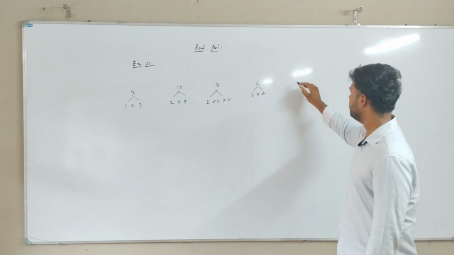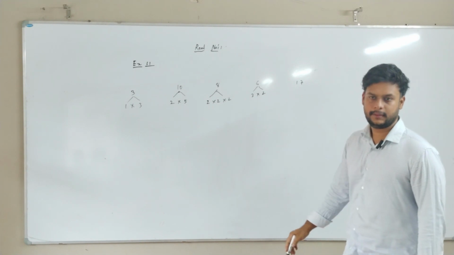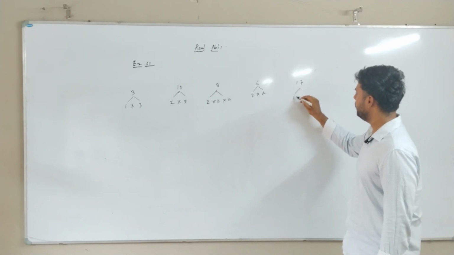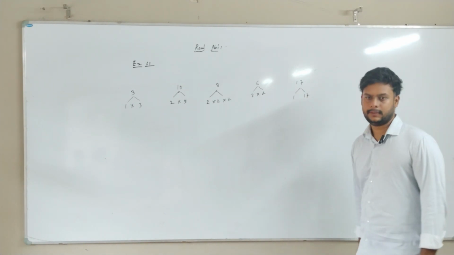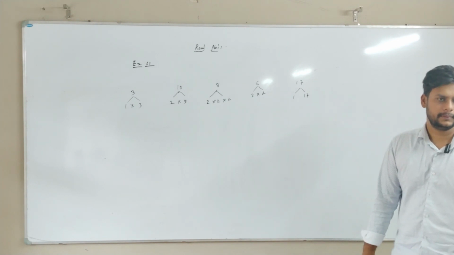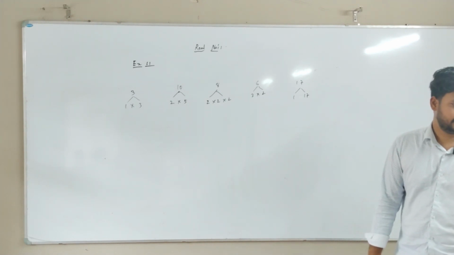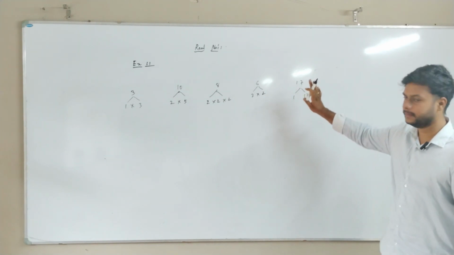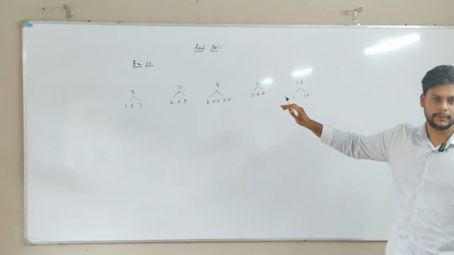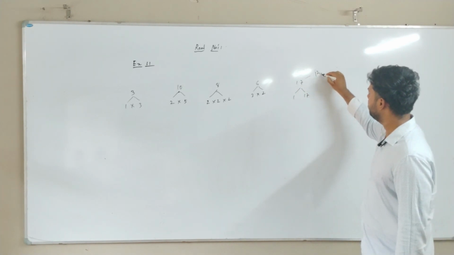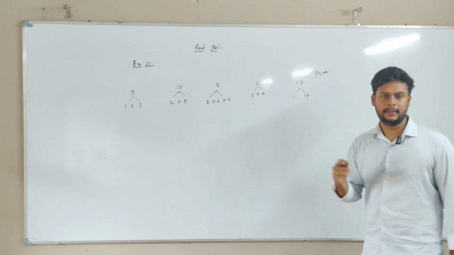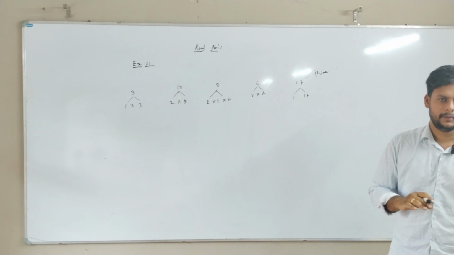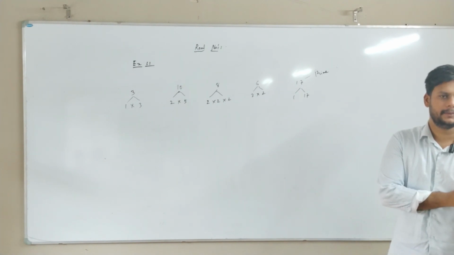But if I take 17, 17 can be broken only by 1 into 17 itself. Yes or no? So we cannot break them. It can be divided by itself only. 17 ones are 17. Getting? So these are prime numbers, which can be divided only by themselves or by 1.